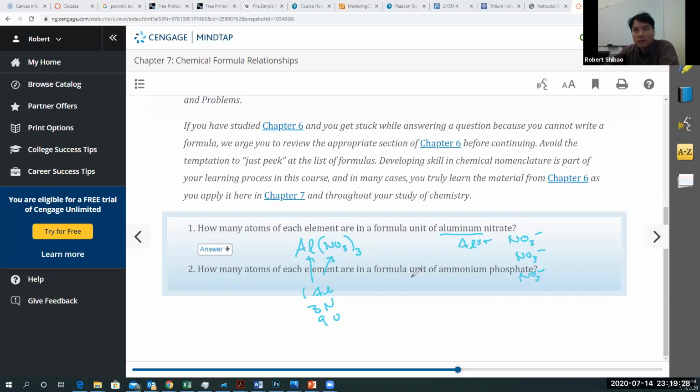2, how many atoms of each element are in ammonium phosphate? So ammonium is NH4+, phosphate is 4 oxygens and a 3 minus, PO4 3-. Make sure you get these down off the periodic table. And so how many ammoniums will we need? We're going to need 3 ammoniums. And so this is going to be (NH4)3PO4. And so if we have 3 ammoniums, there's 3 nitrogens. So 3 nitrogens and then 12 hydrogens. 4 plus 4 plus 4 is 12. And then 1 phosphorus and then 4 oxygens.